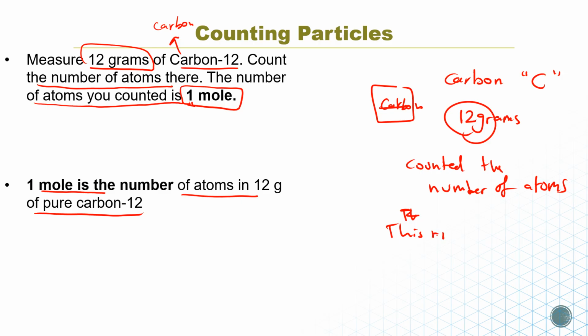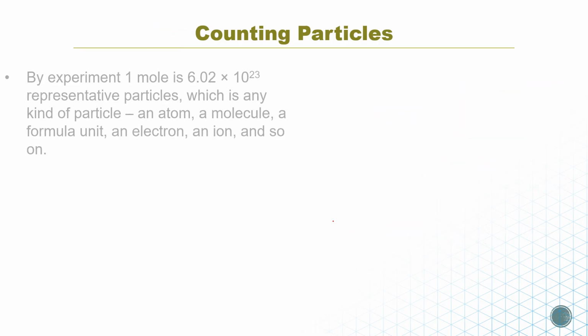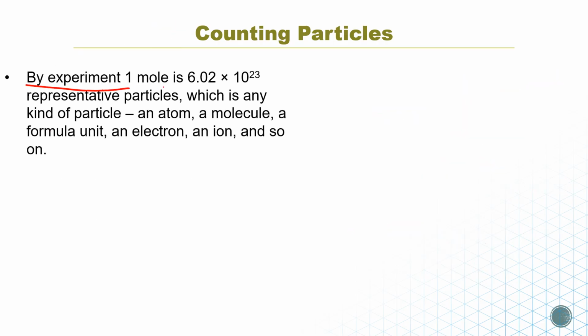This number of atoms equals 1 mole. يعني أخذ 12 جرام من ذرة الكربون. اوكي، وزنوا 12 جرام من ذرة الكربون، حسبوا عدد الذرات اللي فيها وقالوا هذا العدد تبع الذرات راح نسميه 1 mole. تمام؟ That's exactly what happened. By experiment، من خلال التجارب لقوا إنه عدد الذرات في ال 1 mole is 6.02 times 10 to the power 23. Okay? So that's what they found out.